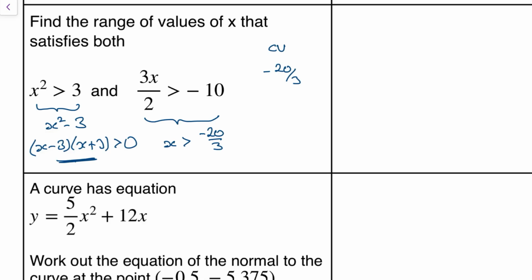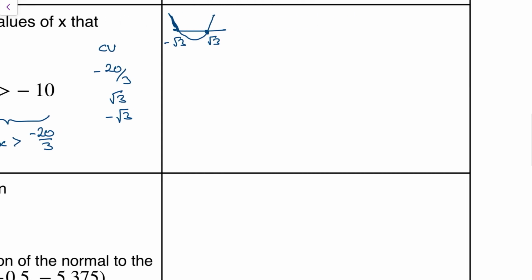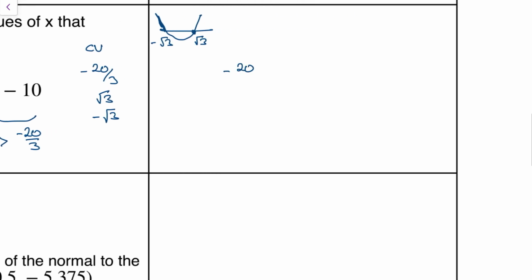So the values I need, quick sketch over here, are all values greater than root 3 or less than minus root 3. So my critical values are root 3, minus root 3, and minus 20 over 3. So let's write those down. I've got minus 20 over 3 is the smallest, then minus root 3, and then root 3.